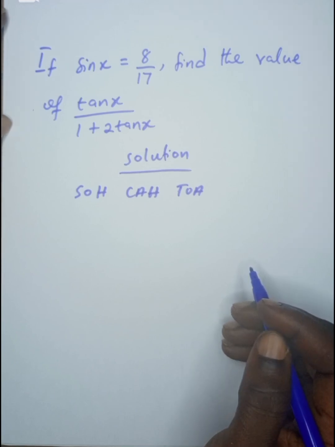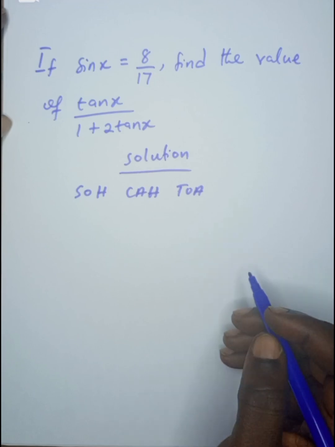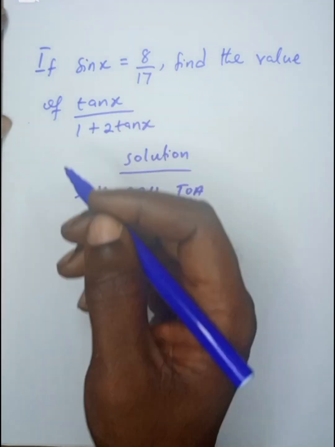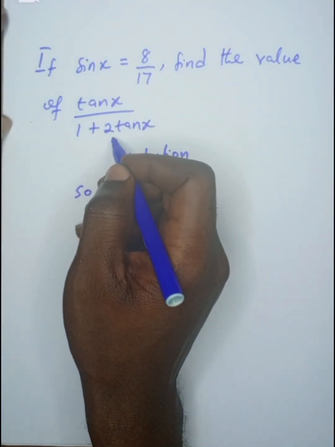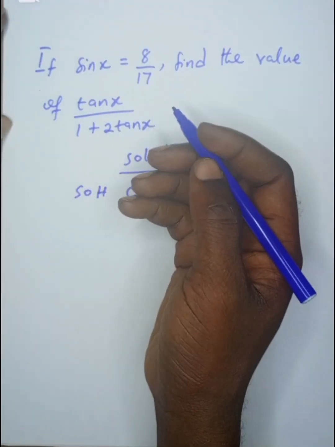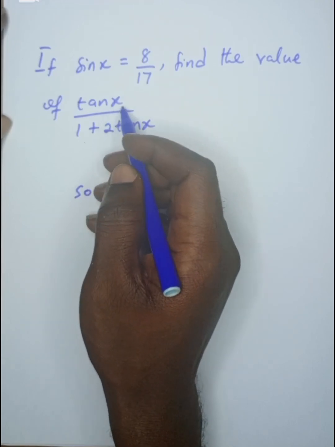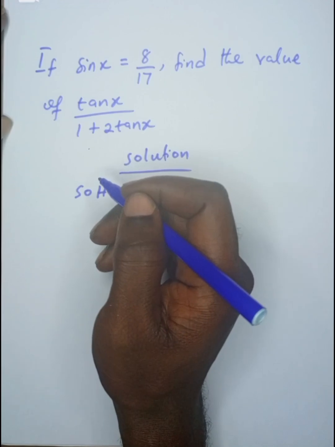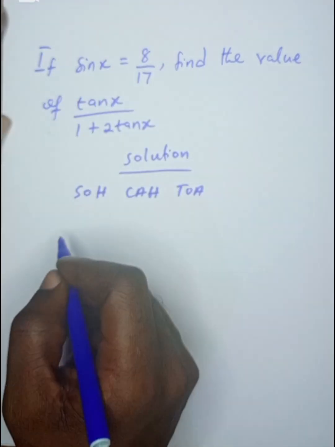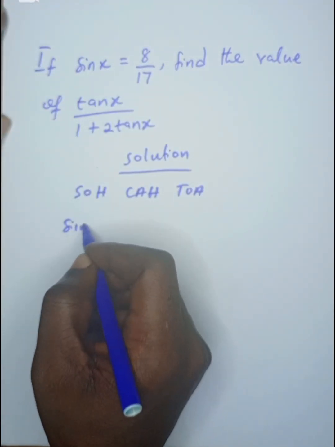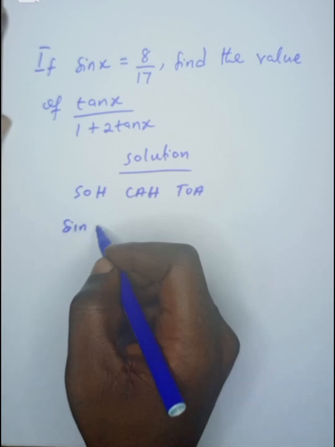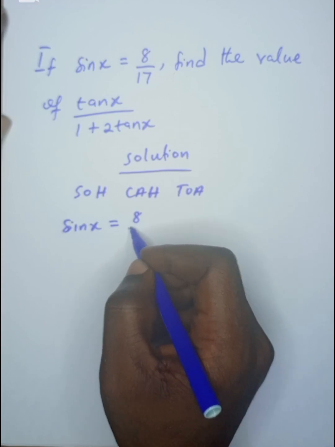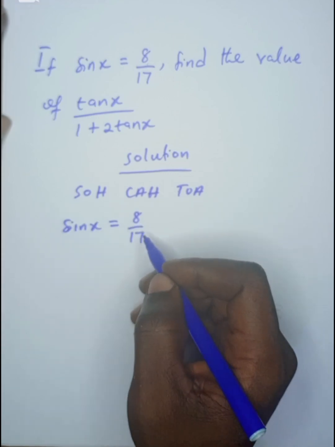Now, which value are we finding for? We are finding for the value of this expression tan x over 1 plus 2 tan x. So it means that we have to find tan x, then we do the substitution. And which information is given? That is the sine x. Sine x is equal to 8 over 17.